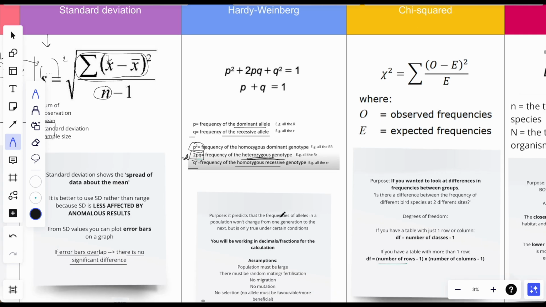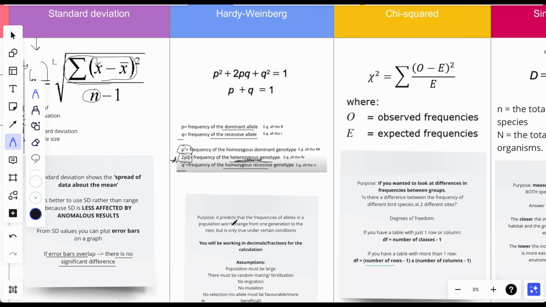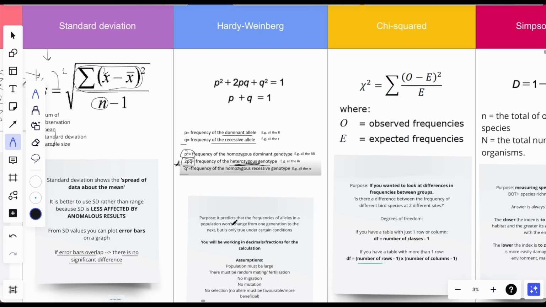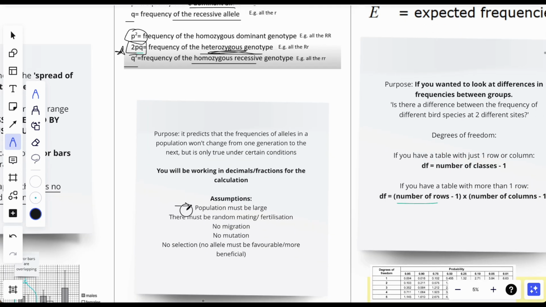Now, the purpose of Hardy-Weinberg is that it predicts the frequency of alleles in a population that won't change from one generation to the next. However, this only applies in certain situations and conditions. That's why you're most likely going to get a follow-up question asking what assumptions we're making with Hardy-Weinberg. Well, it's that the population must be large, that there is no random mating, there is no migration, no mutations, and no selection. Okay, literally mark scheme answers there.